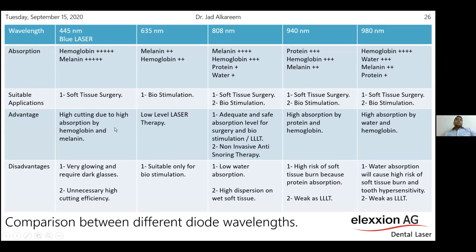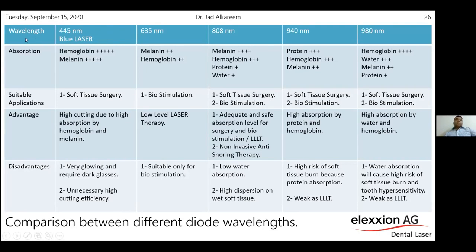It has the advantage of very high cutting efficiency because it has high absorption into the melanin and the hemoglobin. So you can use this laser with a very low amount of power, like 3 watt, 1 watt, or 2 watt, and it will be enough to cut the tissue efficiently. But it has a disadvantage: it is very glowy, and you need to wear dark glasses to be able to see. It is very good for surgery, but if you want to use it for low-level laser therapy, it will not be the best choice.